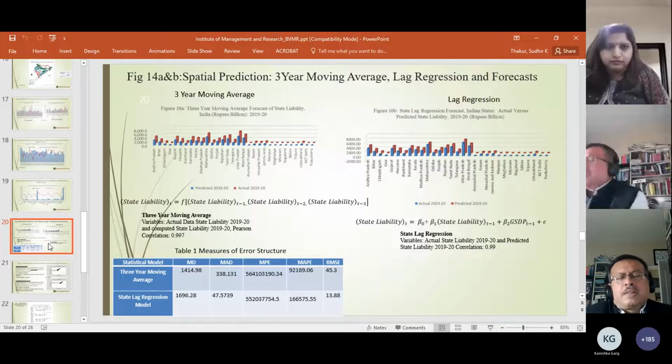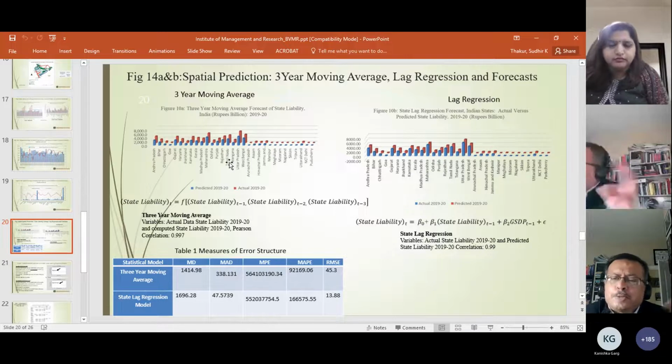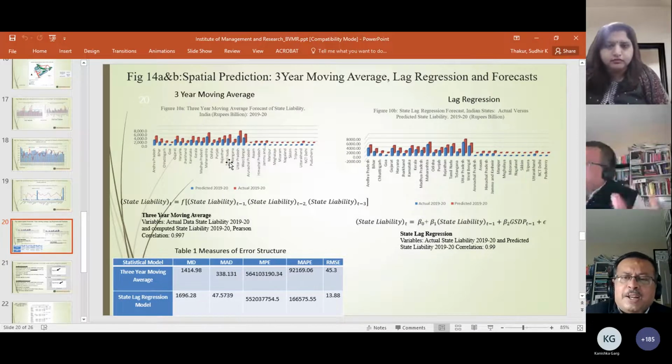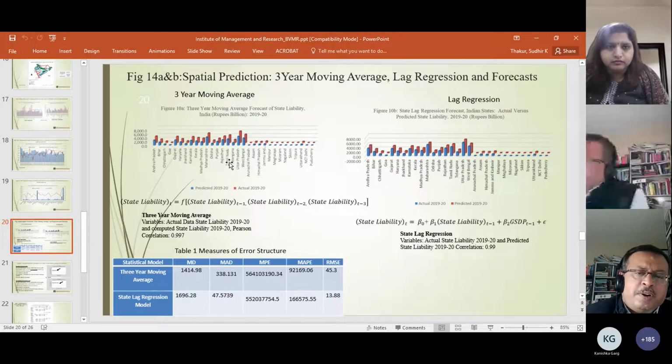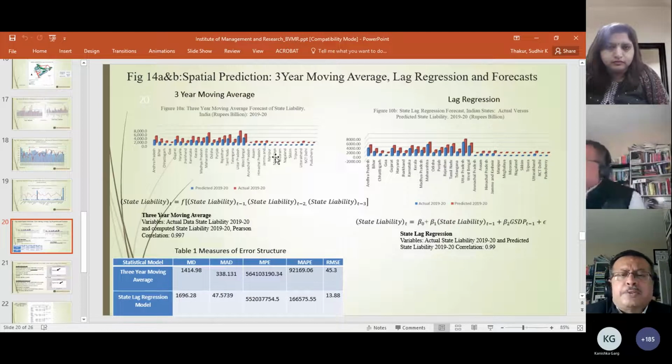So I begin with the 3-year moving average. A moving average is pretty simple. You hold back the previous 3 years, you take the average of the previous 3 years and report it for the year in which you want to predict. So I did a simple exercise. I had the data for 2019 and 20. So I use 16, 17, 18, and 19, and take the average.